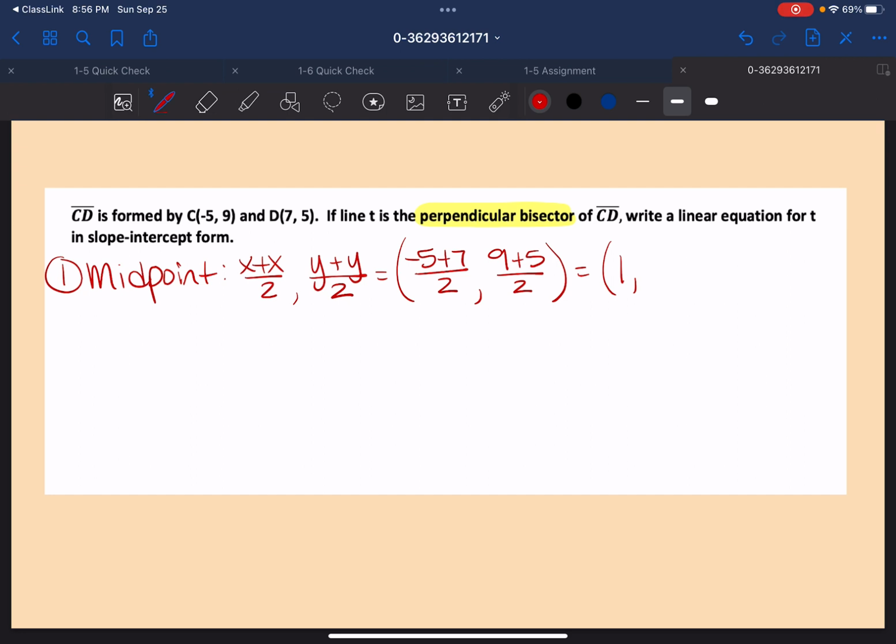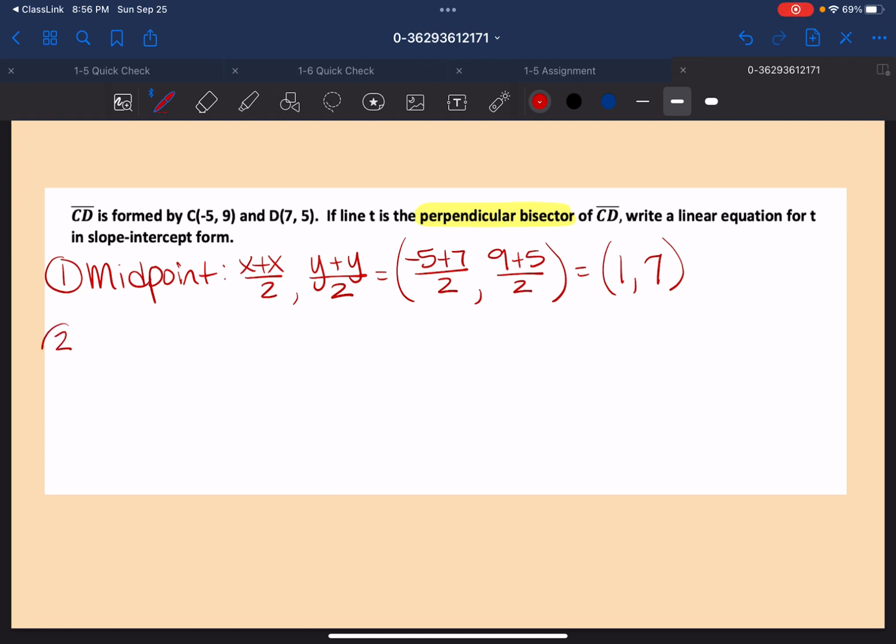9 plus 5 is 14. Divided by 2 is 7. So our midpoint is (1, 7). That's the point that we're going to use to go to point-slope form since we want that perpendicular bisector. We want them to be perpendicular and we want it to go through the middle and bisect line CD.